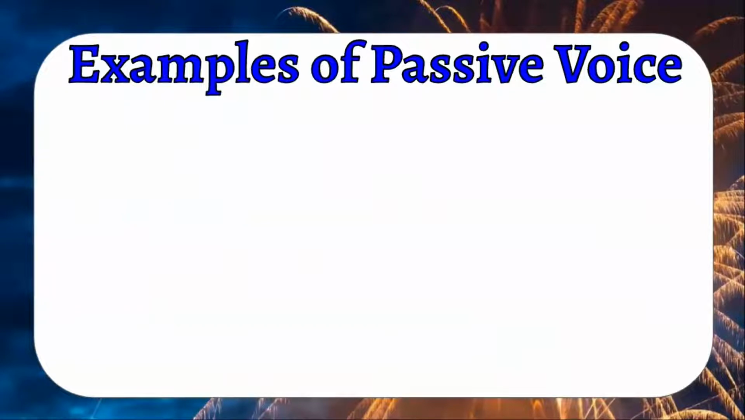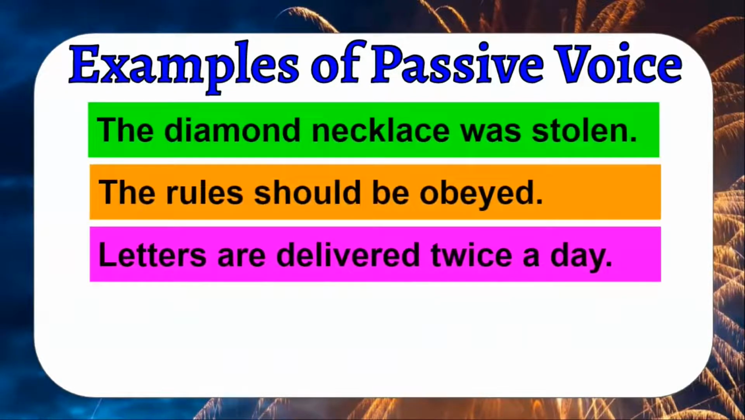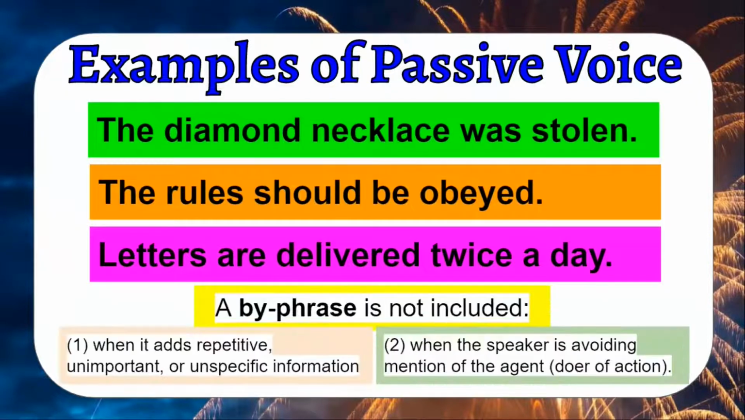Let's look at some more examples of passive voice. The diamond necklace was stolen. The rule should be obeyed. Letters are delivered twice a day. You will notice that these sentences do not have a by phrase. A by phrase is not included when it adds repetitive, unimportant, or unspecific information, or when the speaker is avoiding mention of the agent or the doer of action.